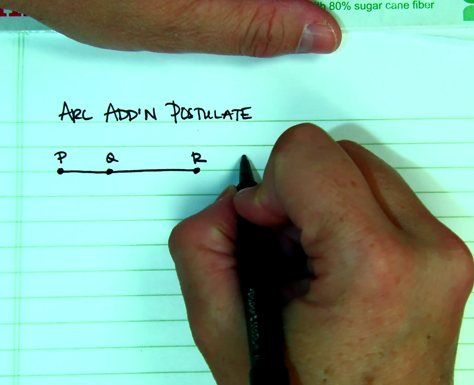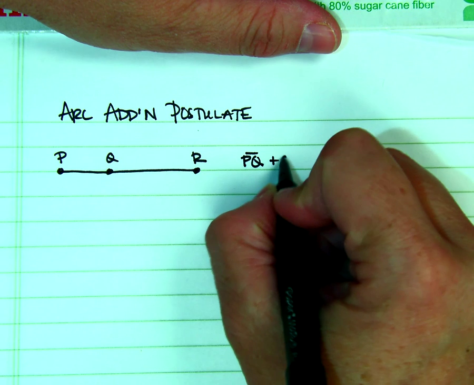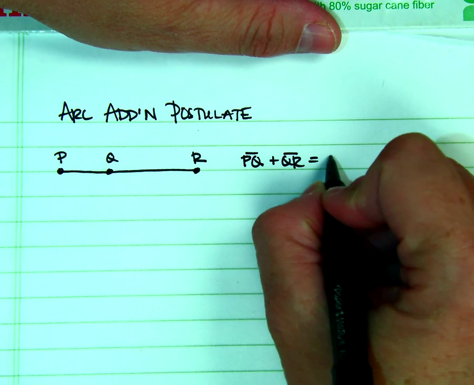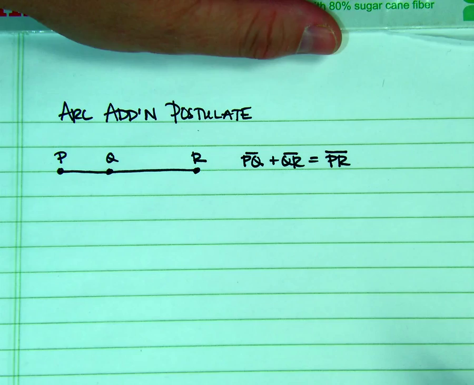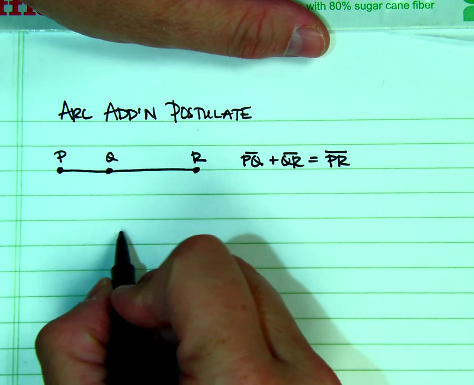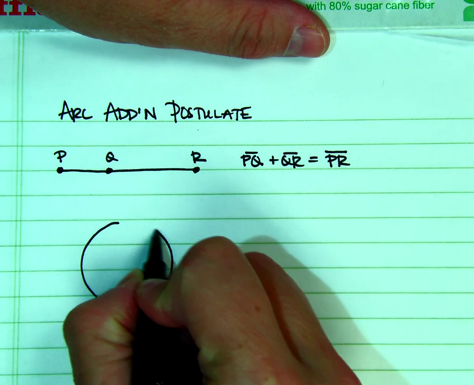we knew that PQ plus QR equals the total of PR. Arc addition is the same thing, except now we are in terms of a circle.